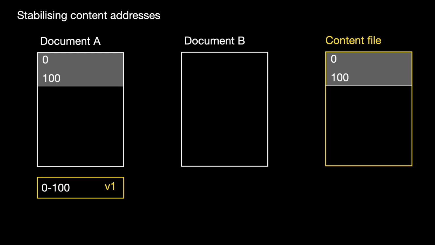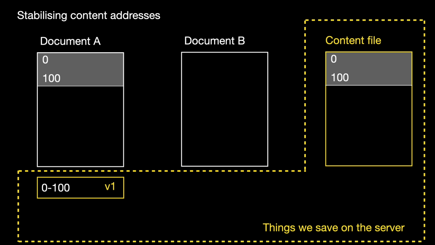We then record that range in document A. In fact, document A doesn't contain the text itself. It only contains the range. What is marked as Document A on this image is just a visual representation of Document A as it would appear on the screen when you open it. In reality, the document only stores the range. When you open it, the system first retrieves the record that contains the range and then uses that range to request the corresponding text from the content file. Let's mark the things that are actually stored on the server in yellow. Everything else is just a visual representation to help us understand how the system works.